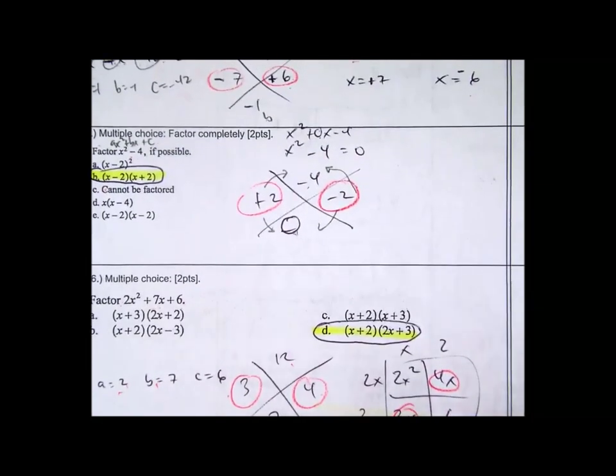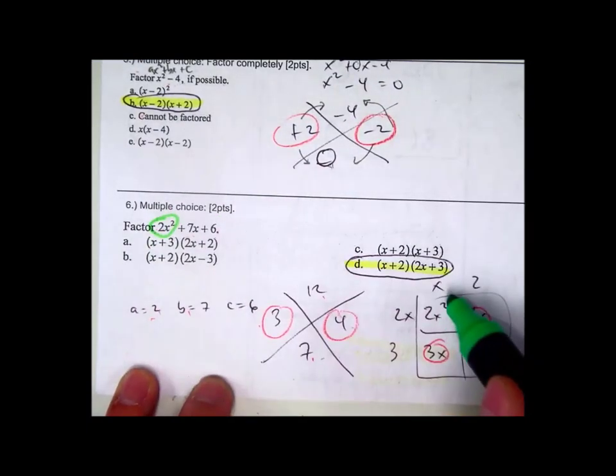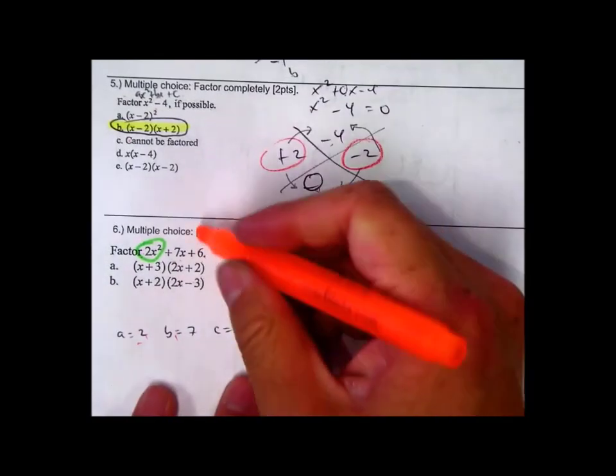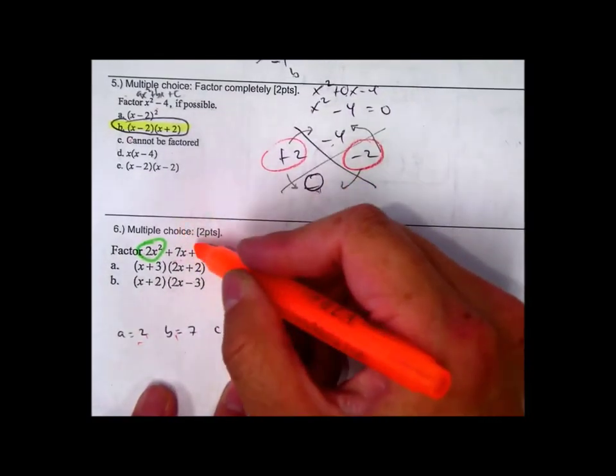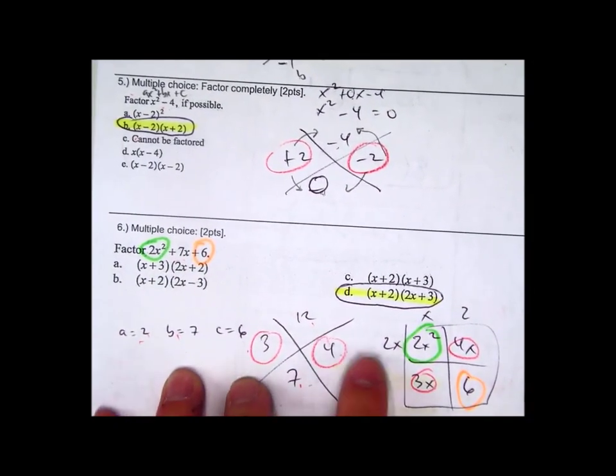Your A value always goes in the top left. And your C value goes in the bottom right there. Then you're just trying to solve this puzzle.